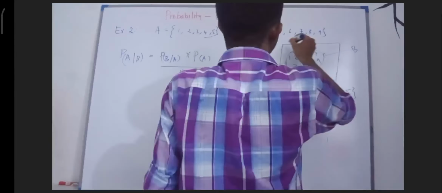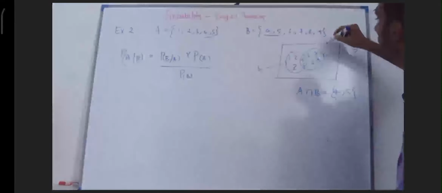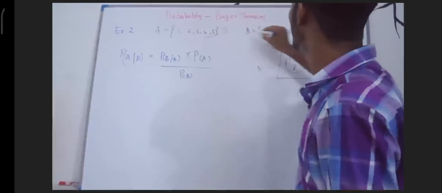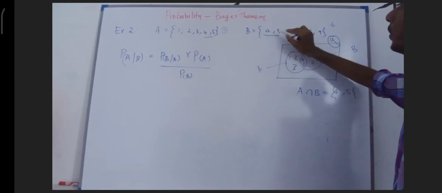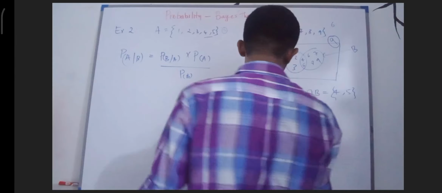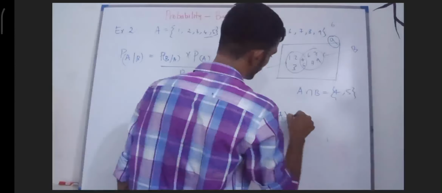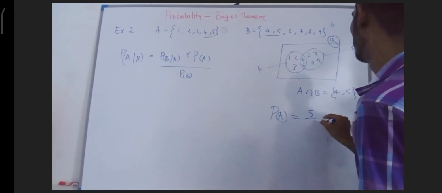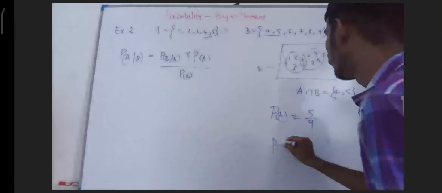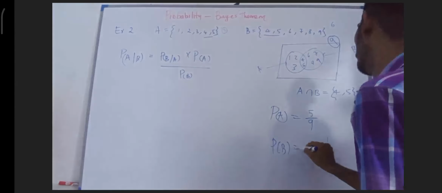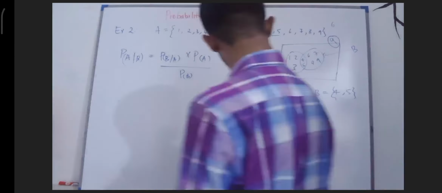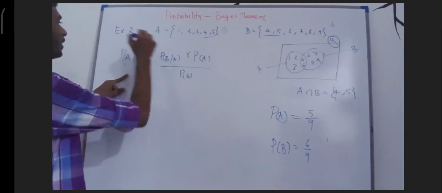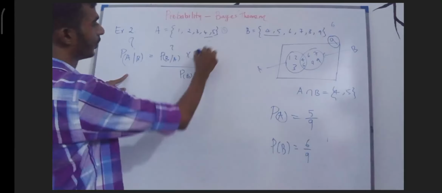So the sample space contains 9 elements, and the event A contains 5 elements, and the event B contains 6 elements. So probability of A is 5 divided by 9, and probability of B occurring is equal to 6 divided by 9. Now we have to find out this one, and we have found out this and this.